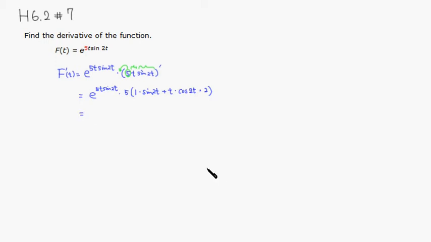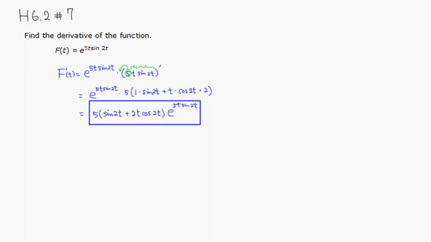So I'm going to put 5 outside here. That's this guy. Then you have a sine of 2t plus 2t cosine of 2t. Then you have e to the 5t sine of 2t. So that's the derivative. Let's type it in.